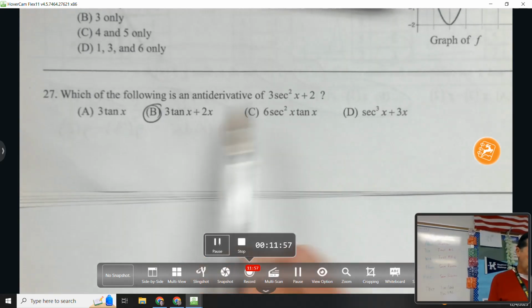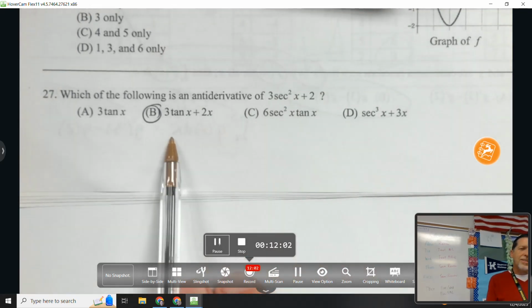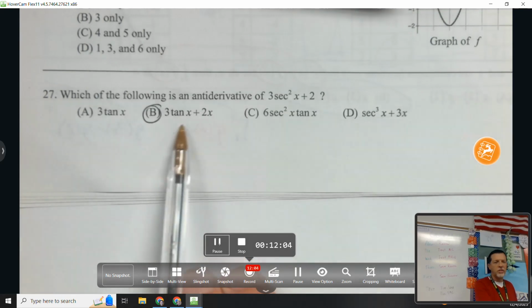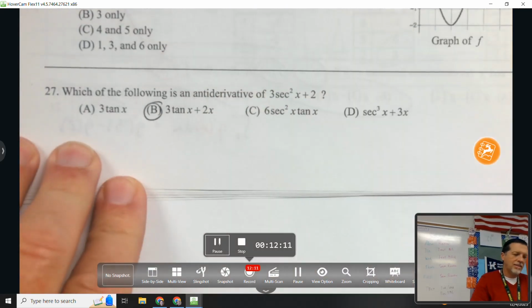Derivative of tangent is secant squared. Derivative of 2x is 2. So that one would be less concept, more do you know all the derivative rules? And so we're starting to get to the point where we're going to see everything on these tests.